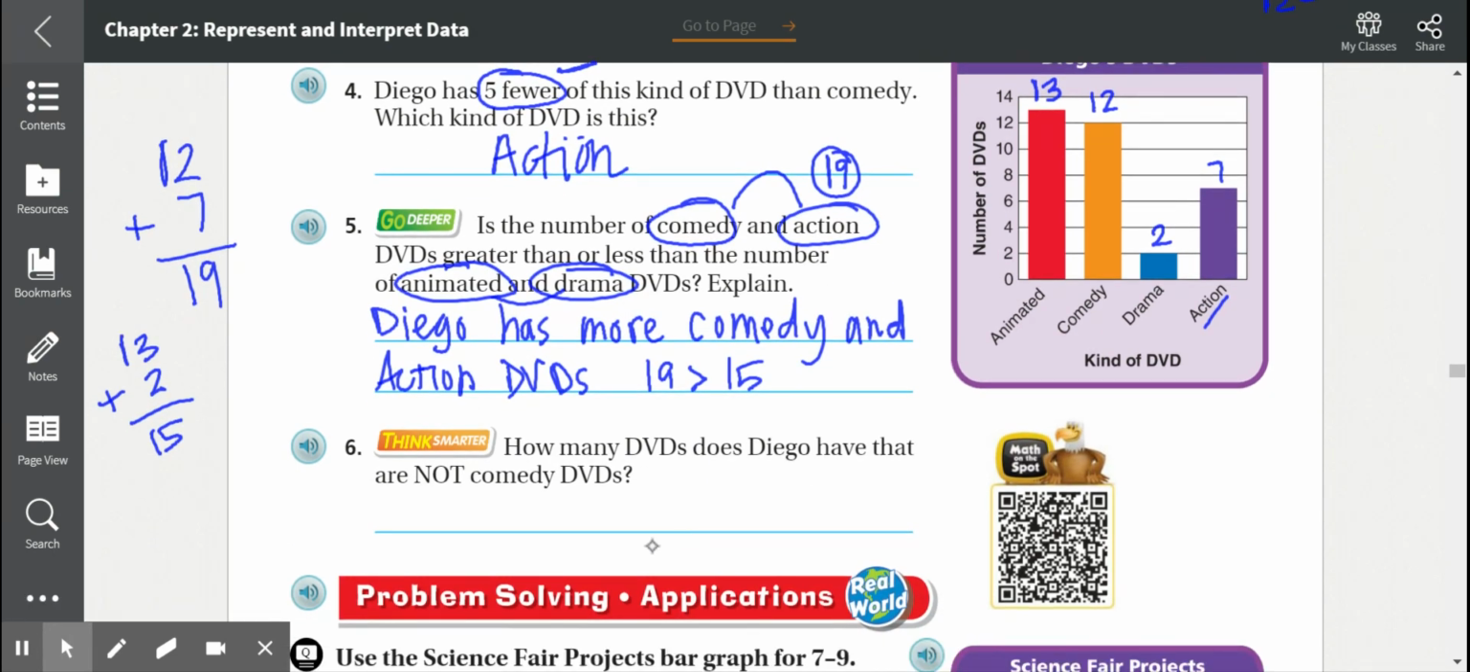This will be our last one together. Number 6, how many DVDs does Diego have that are not comedy DVDs? So we want to know how many of all these DVDs does he have that aren't comedy. So we're just going to kind of cross out comedy and add up the other ones. So that's 13 and 7 and 2. So 7 plus 2 is 9. I'm just going to combine those first, and there we go.